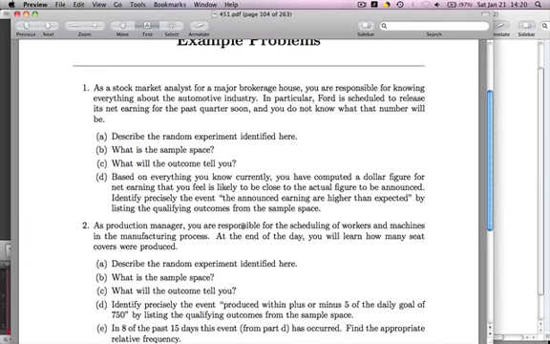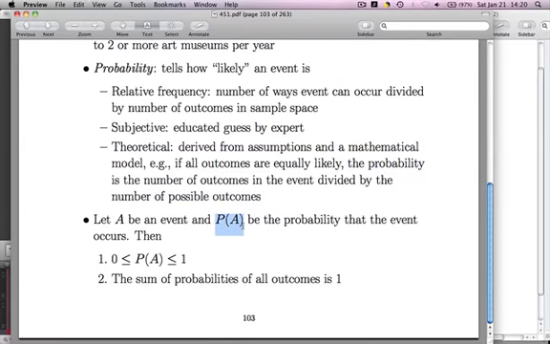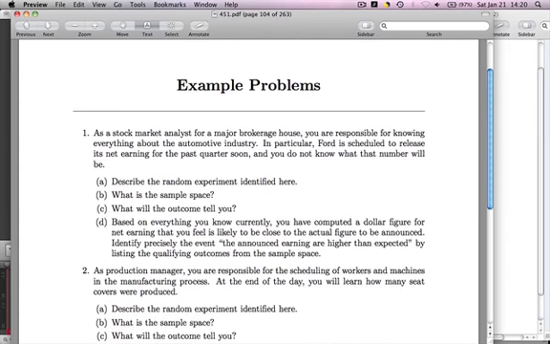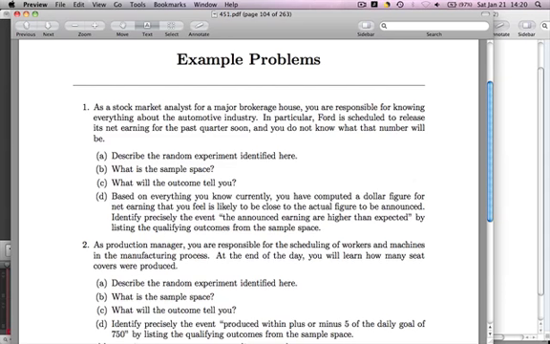Let's now move on and do a couple example problems. What I would recommend you do is pause the video right now, read through the problem, and then answer them. So why don't you pause it right now, and then I'll give you the answers. Okay, now that you've paused it and you've written down the answers, here are the answers.